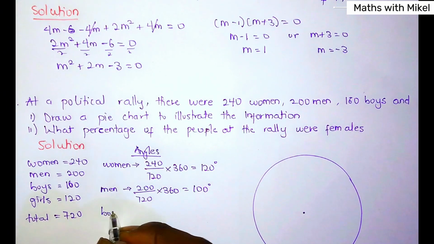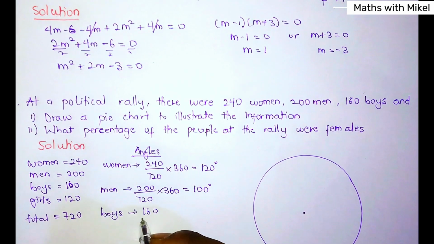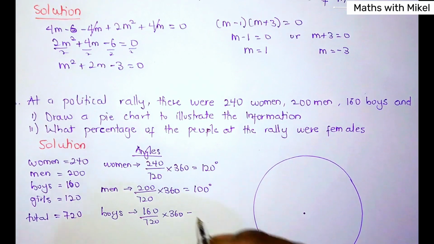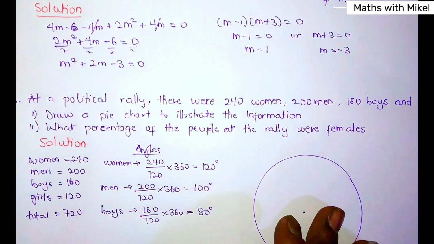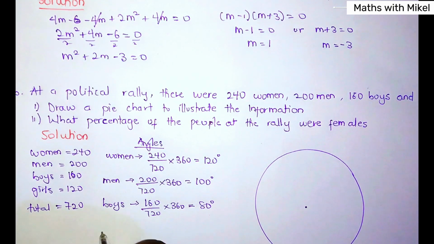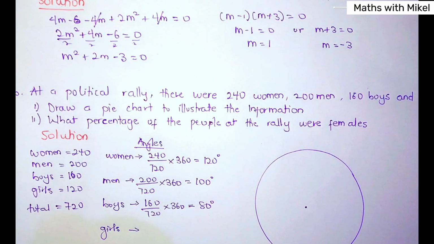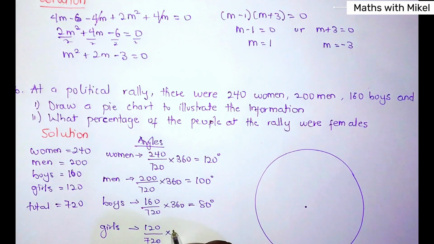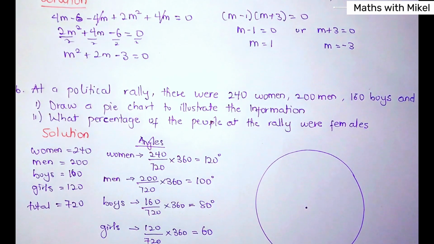Boys. They were 160 in number. So divided by 720 times 360. And the boys will occupy 80 degrees. Girls. The girls were 120 over the total, 720 here times 360. And the girls are going to be 60.